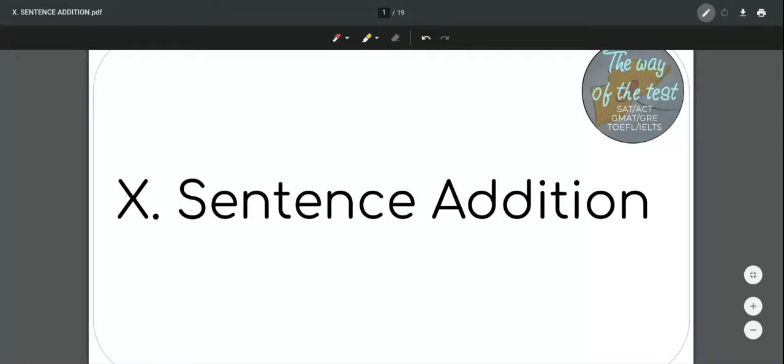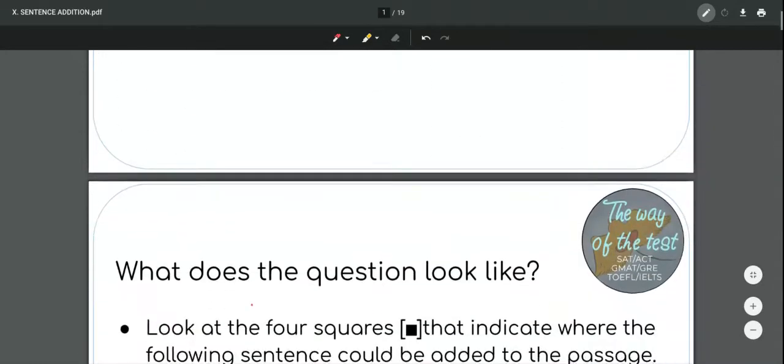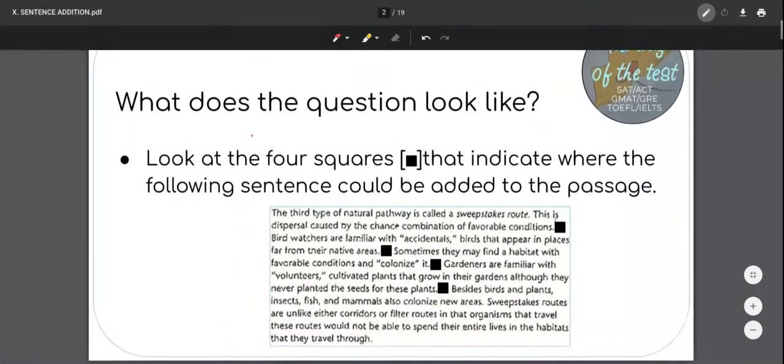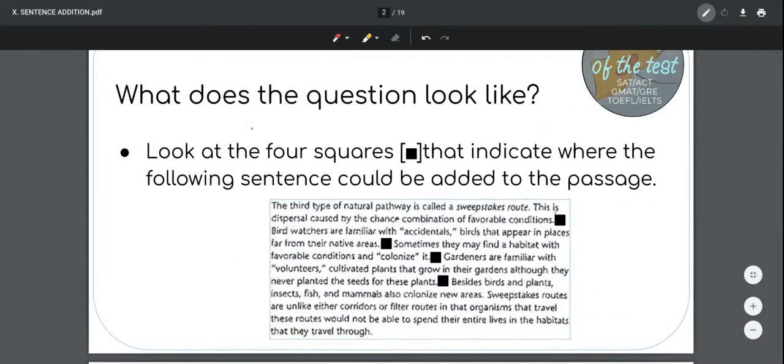Hi everyone! In this video, we'll be checking the sentence addition question type. What does the question type look like? It looks like this. You're going to have a paragraph. Sometimes it will be a mix of two paragraphs, and you're going to have 4 black squares. You will also be given a sentence. The sentence is not given here. Your goal is to locate in which of these 4 black squares the sentence should go.